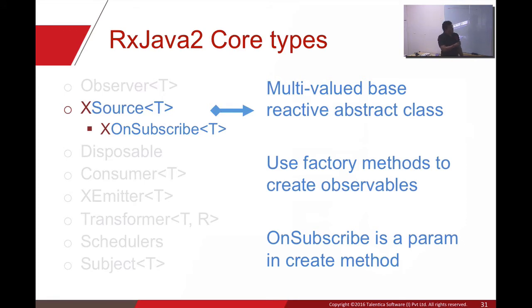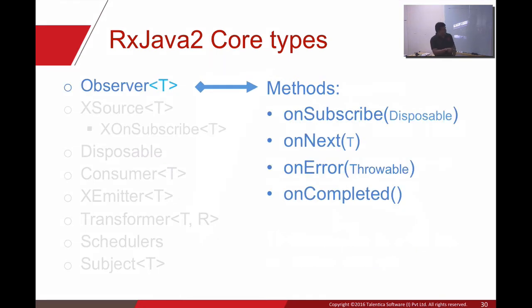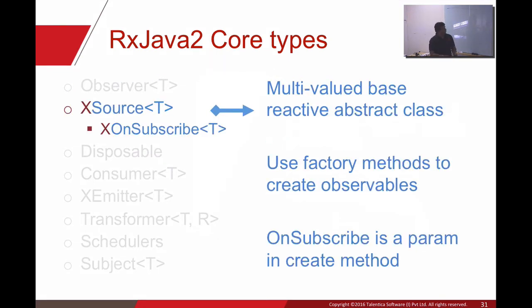Multi-valued reactive abstract class. It could have multiple values, and it will emit the values in an orderly fashion in the onNext call of this, which is received in the onNext call of this.